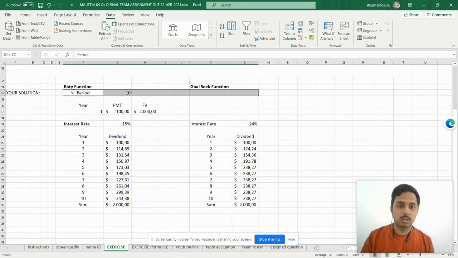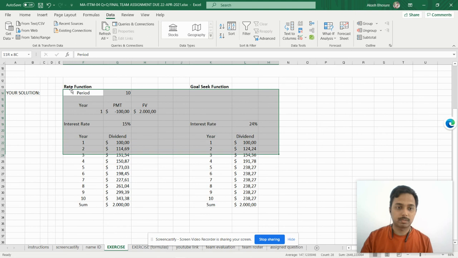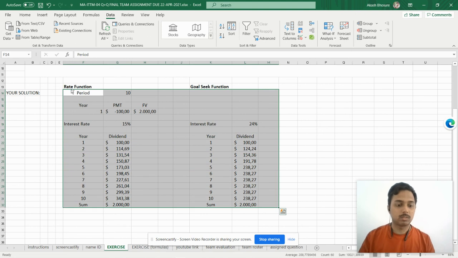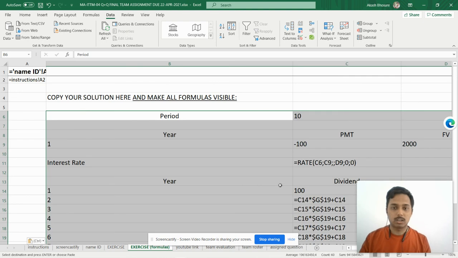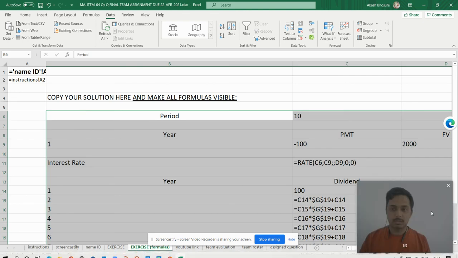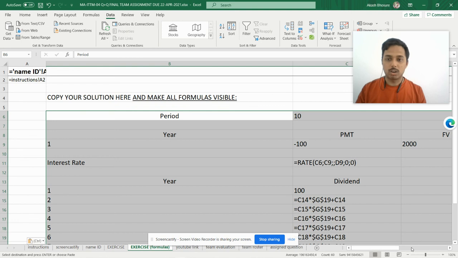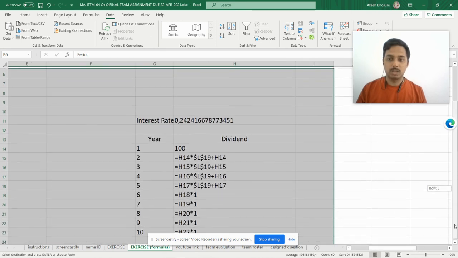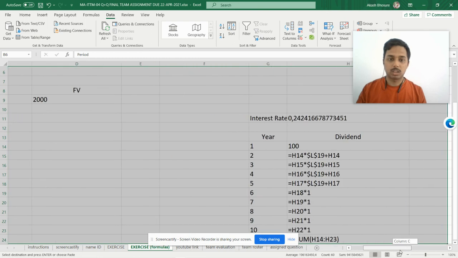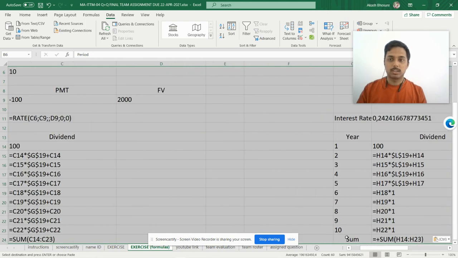Let's copy all this here. So all the formulas have been made visible. Thank you.